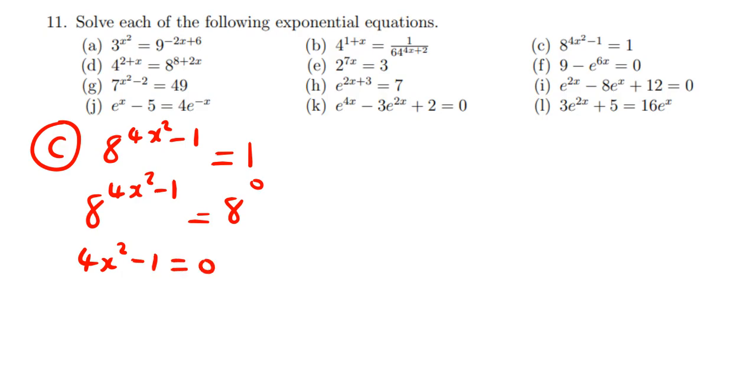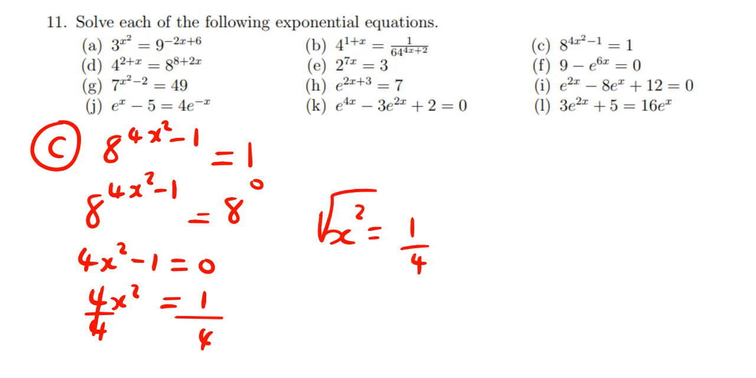So what do we do? If I take the 1 to the other side, I have 4x squared is equal to 1. Then what can I do in this case? I can divide by 4 on both sides. Therefore x squared is equal to 1 over 4. For me to remain with x, I'm going to take the square root on both sides.